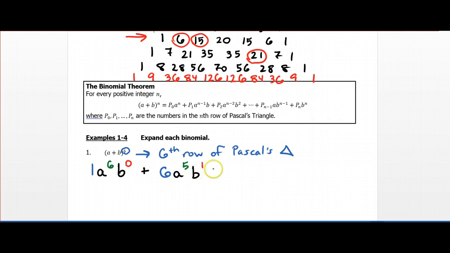To get the third term of my binomial expansion, I go to the third number in Pascal's triangle, which is a 15 here. I do 15 times a, the first term in my binomial, now taken to the 4th power, so we'll decrease its power by 1, and then b, we will increase its power again. That makes it b to the 2nd power.